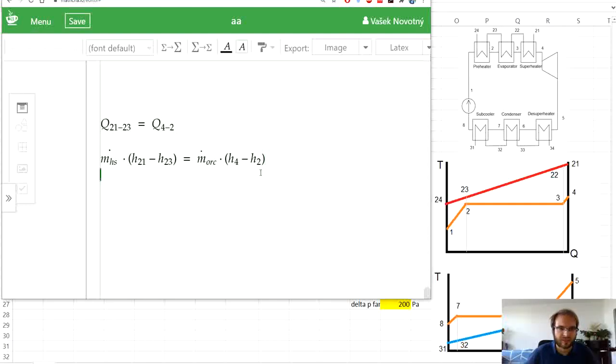And if we have a look at this equation, we know the mass flow rate of the heat source, we know the enthalpy difference at the heat source between these 2 points, we know the enthalpy difference in our working fluid, and the only unknown is the mass flow rate of the organic working fluid that we get from this equation. So let's manipulate the variables, and we will get that the mass flow rate of the ORC working fluid is the ratio of the transferred heat divided by the enthalpy difference of the ORC working fluid.